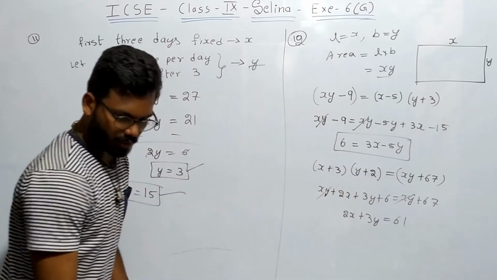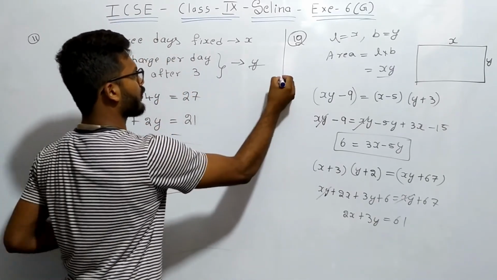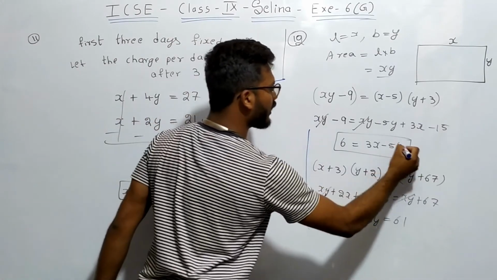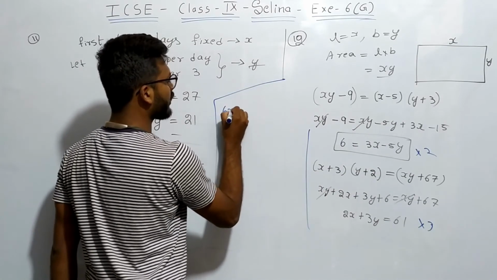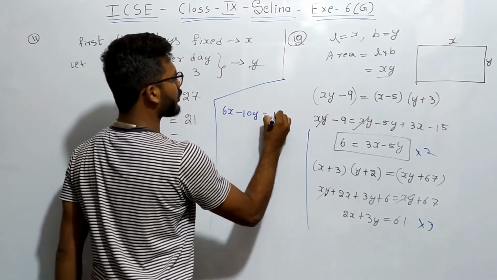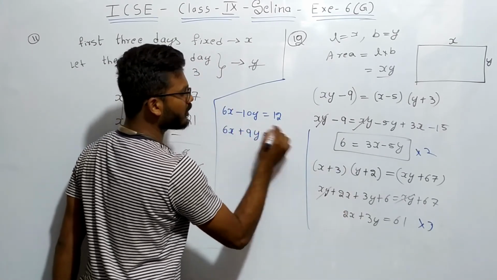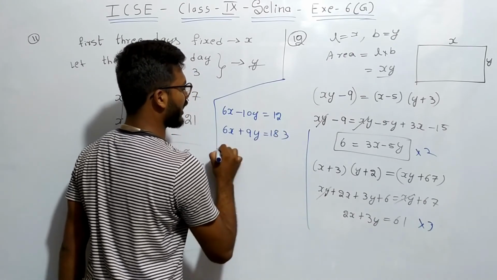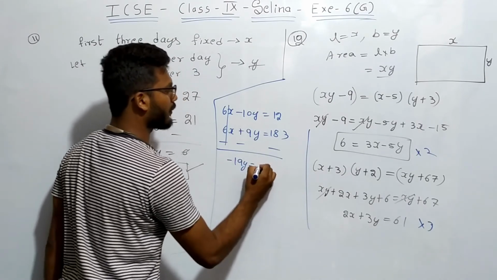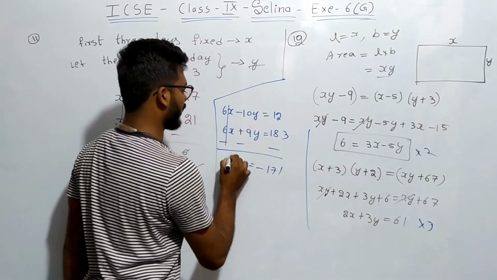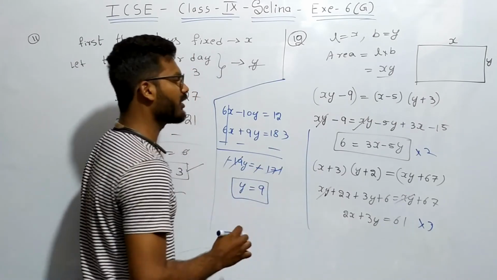Here I have to solve these two. Let us solve these two. Multiply this with 2 and this with 3. Why? I am equating the coefficient of x. So 6x minus 10y equal to 12. This is the first equation, and 6x plus 9y equal to 61 into 3, 183. This is the second equation. Subtracting, what will you get? Minus 19y equal to minus 171. So y is equal to 9.